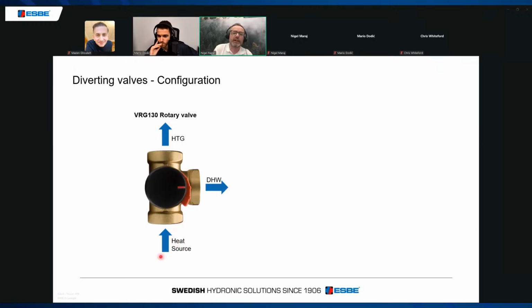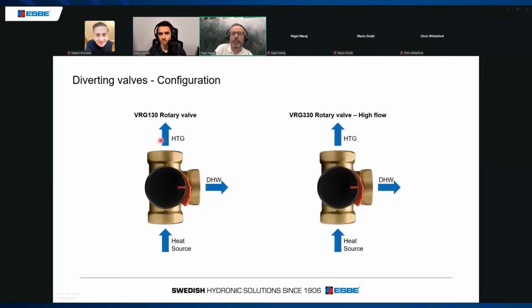So the heat has to come in through one of the run ends, be it this one, or it can come in from this direction, and we're diverting it between the branch and the remaining run. So that's our VRG 130 range. We also have a VRG 330 range, which is a high flow version, and that's our highest performing valve for diverting because of really high flow rate and low resistance through the valve. I'm just going to try and do something different. We'll stop sharing that presentation.